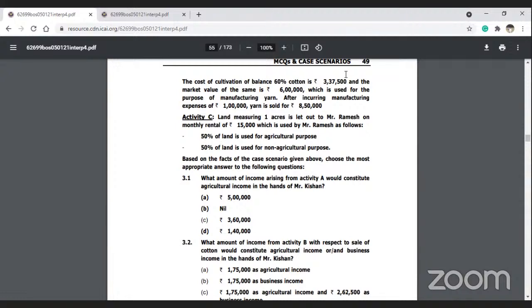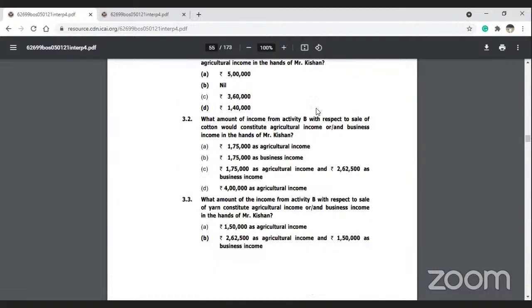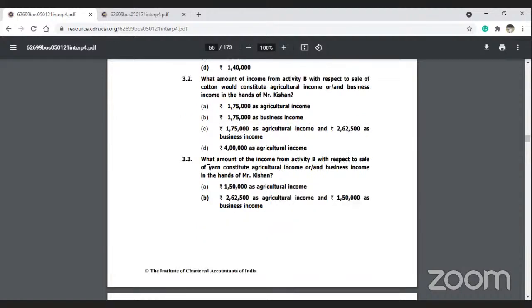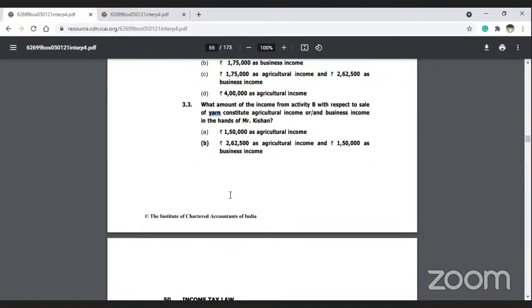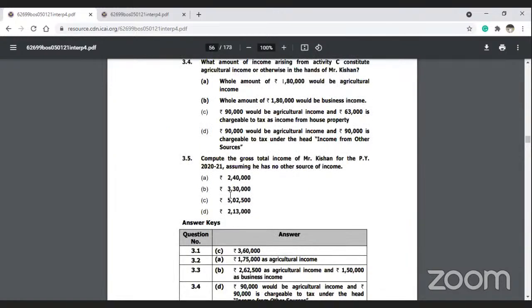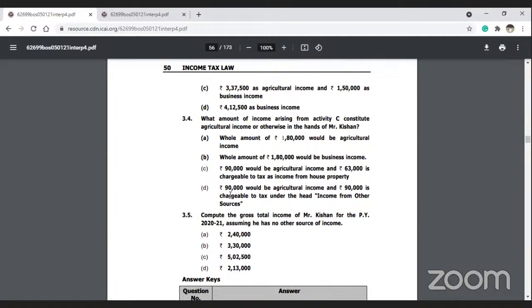What about the earlier 1,75,000? That will also come, the 40% of cotton, so it will be added. But they have asked only for yarn, not for cotton. So option B. For yarn, take only 60% as agriculture income. So business income will be 8,50,000 minus 6 lakh, right? Yes, so that will be option number B.